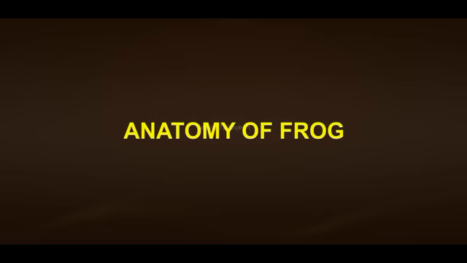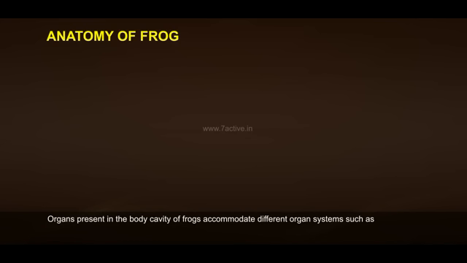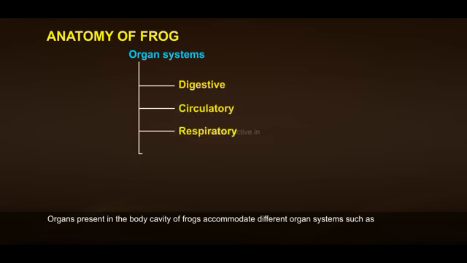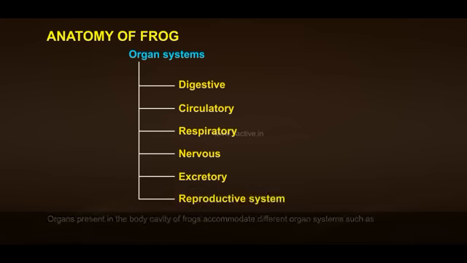Anatomy of frog. Organs present in the body cavity of frogs accommodate different organ systems such as digestive, circulatory, respiratory, nervous, excretory and reproductive systems, with well-developed structures and functions.